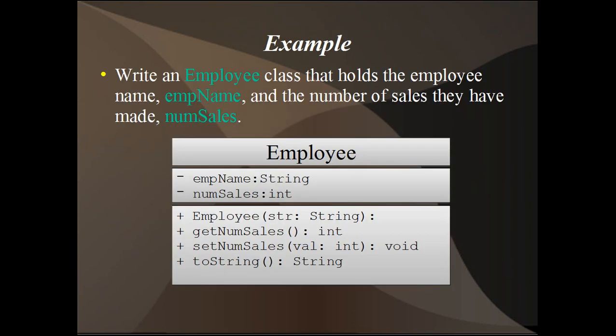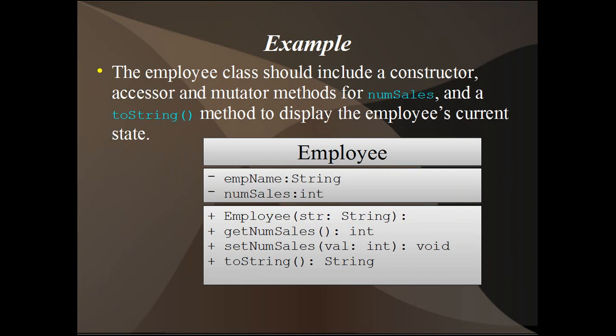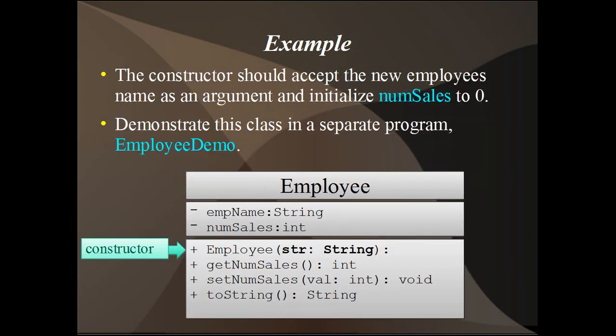Example: write an employee class that holds the employee name, emp name, and the number of sales they have made, num sales. The employee class should include a constructor, accessor, and mutator methods for num sales, and a toString method to display the employee's current state. The constructor should accept the new employee's name as an argument and initialize num sales to 0. Demonstrate this class in a separate program, employee demo.